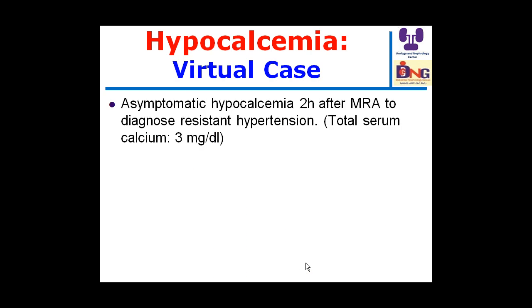A very interesting case. It is a virtual case and not an actual case. This is a patient who presents with asymptomatic severe hypocalcemia, total serum calcium is 3 milligram per deciliter. And this is 2 hours after doing magnetic resonance angiography to diagnose resistant hypertension. My question to you, what is the mechanism of hypocalcemia in this case?